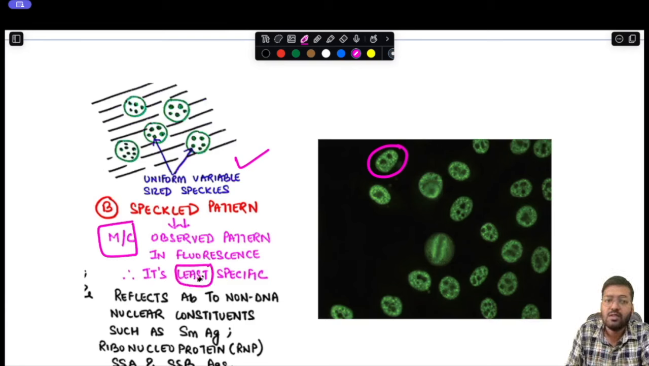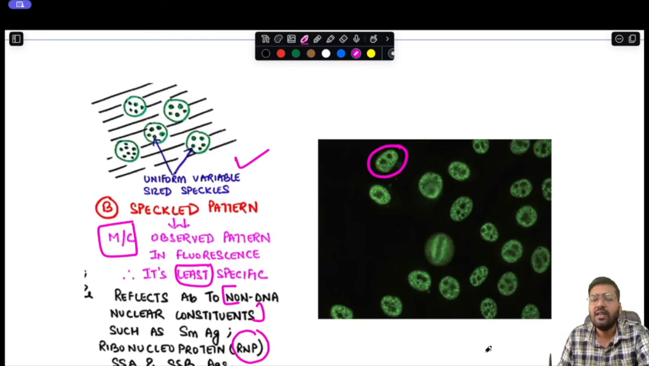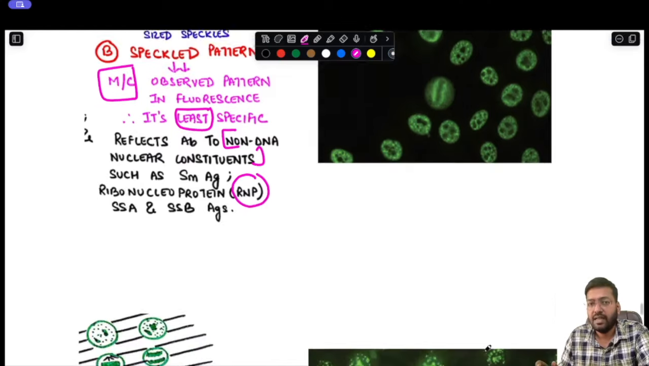It reflects the presence of antibodies to non-DNA nuclear constituents such as the Smith antigen, ribonucleoprotein, SSA or SSB antigens. So these are basically giving a speckled pattern in indirect immunofluorescence.